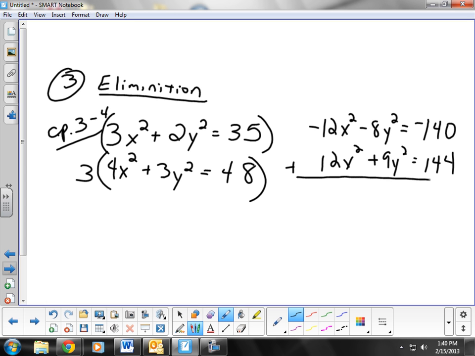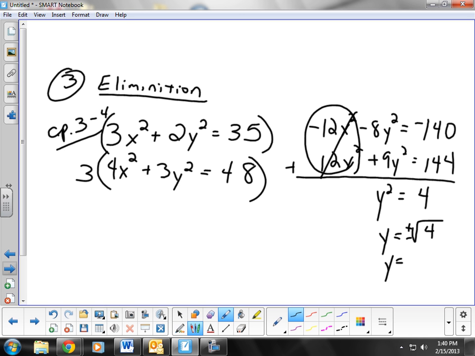And we add. So this is our zero pair. It's gone. I've got a positive 1y squared, and that's equal to 4. So y is equal to the square root of that, and it's a positive and negative. Don't forget you always get a positive and a negative value when you take the square root to solve something. The square root wasn't already there and you put it on there. You've got to take positive and negative values. So y is equal to a positive 2 and a negative 2.